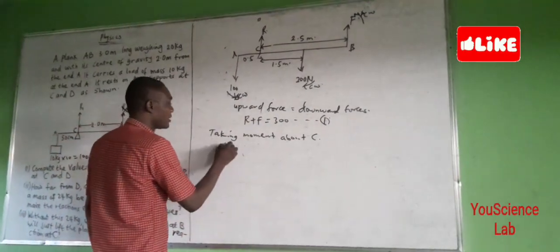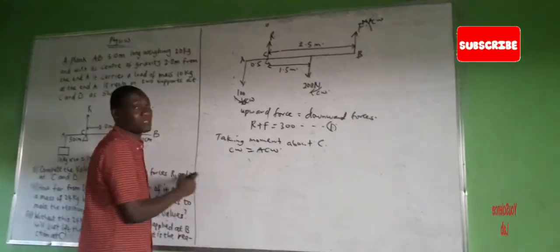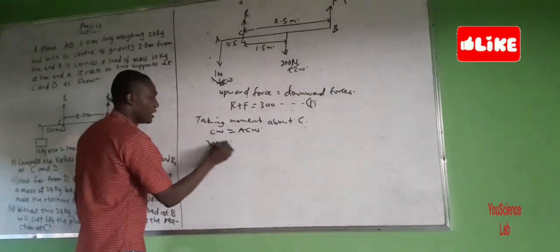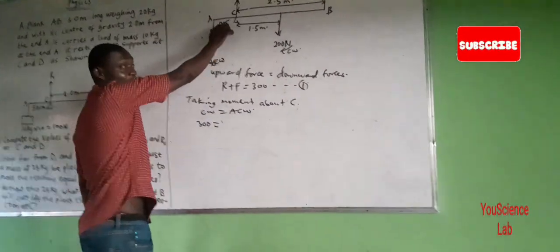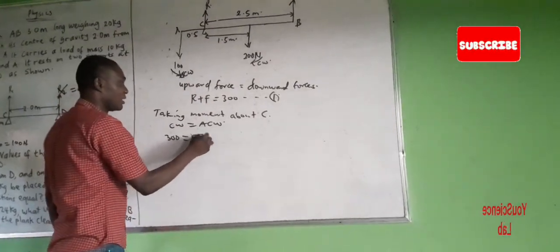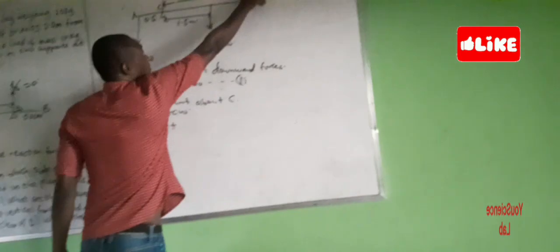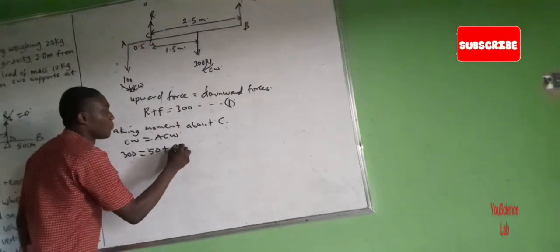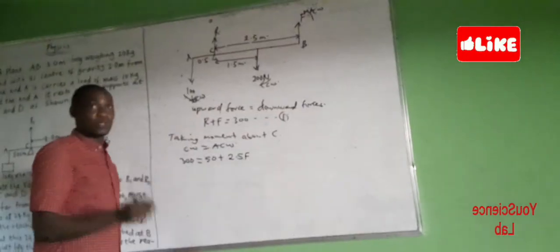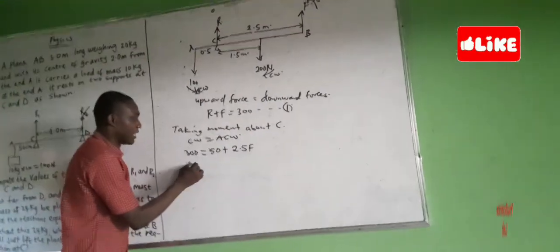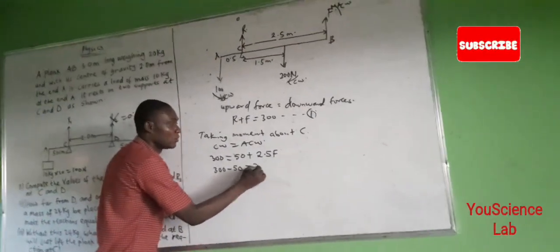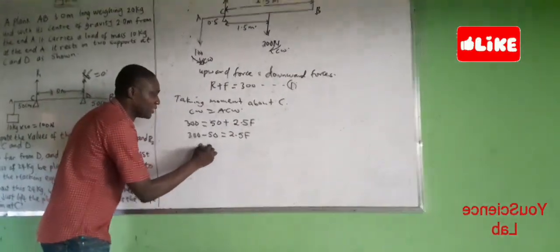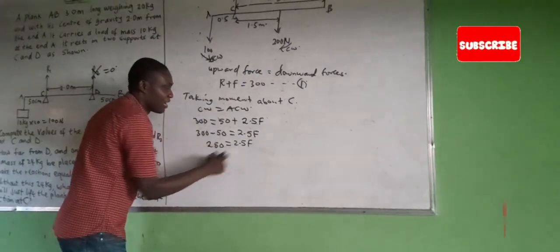Okay, so let's see. Clockwise moment is equal to anti-clockwise moment. Our clockwise moment is 200 times 1.5, that's 300. This is equal to the anti-clockwise moment: 100 times 0.5, that's 50, plus F times 2.5, that will give us 2.5F. Do you get that now? So 300 minus 50 is equal to 2.5F. That gives me 250 is equal to 2.5F.